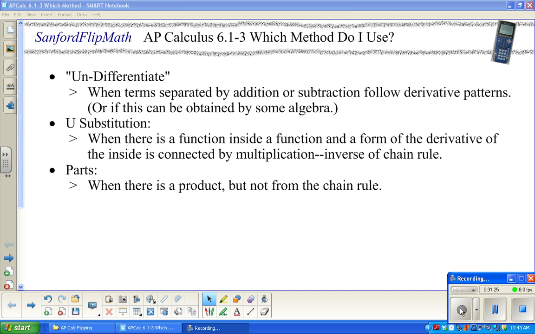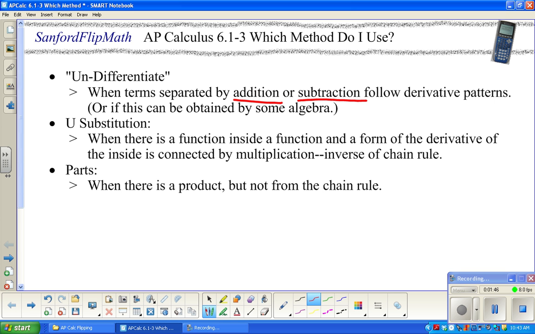So if you have something that's just a straight up normal derivative, antiderivative, undo it. You might have separate terms connected by addition or subtraction, and again, remember you can anti-differentiate term by term. So if you have any kind of terms separated by addition or subtraction, just follow the derivative patterns and do the antiderivative. That's the big deal here. Or if you can rearrange things using some algebra, that's the case. This is the simplest, easiest method to use.